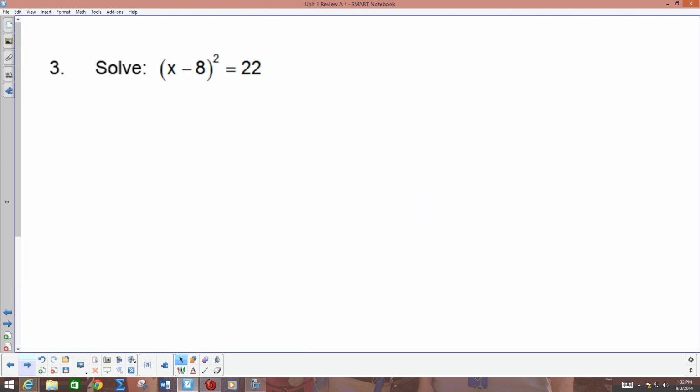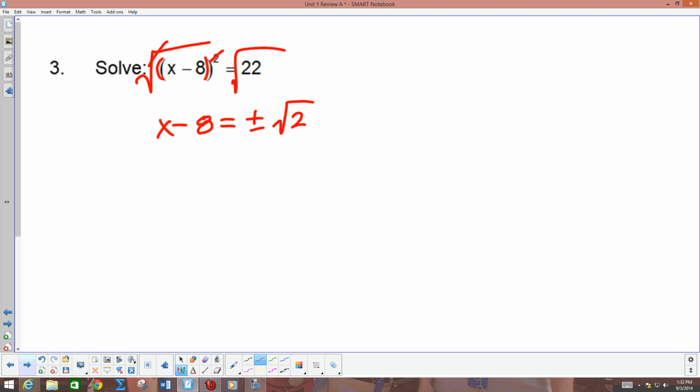Number 3. I want to solve this by taking the square root right away of both sides. I have a binomial here that is squared, so I want to just get rid of it with square root. So that leaves me with x minus 8 is equal to plus or minus the square root of 22. You need to remember that it could be a positive or a negative anytime when I take the square root.